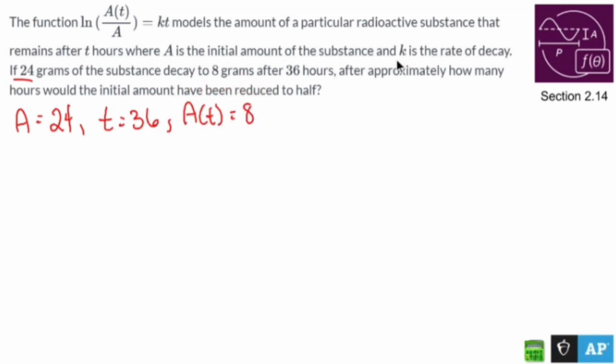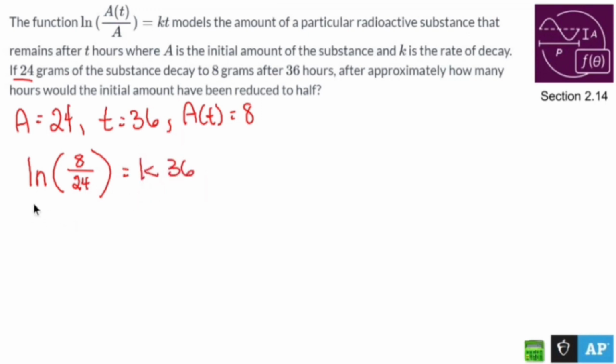My job is to find the rate so that when I do find the rate, I can do part 2 here. So I'm kind of doing 2 of these problems in one, which means I'm probably going to have to whip out the calculator twice. NBD, as the kids say. ln of A of t is going to be ln of 8 over A, which is 24, equals k times 36. So this is what I'm going to do in my calculator.